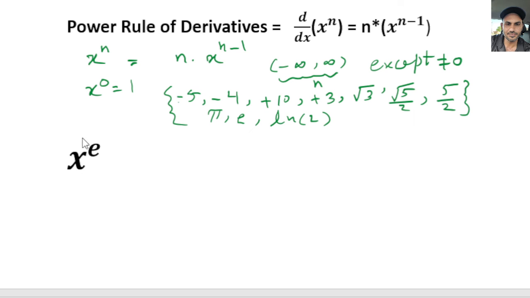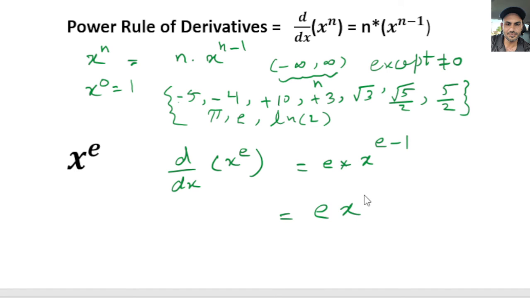So let's go ahead and solve some problems using the power rule of derivatives. So we have x to the e. We want to take the derivative of x to the e. Okay, we are going to use this property. So e is the exponent, it comes to the front, then it multiplies with x, and then we subtract 1 from e. So your final answer would be e times x to the e minus 1.